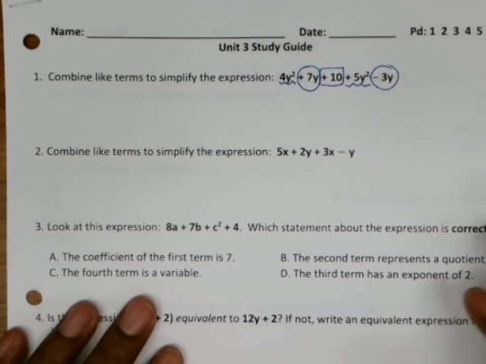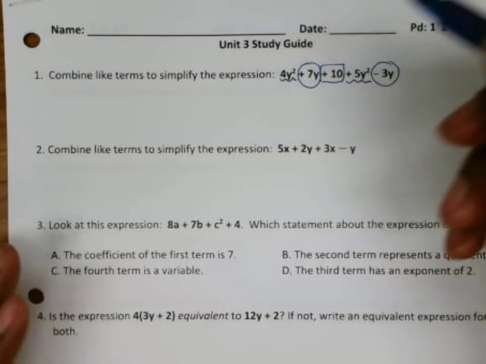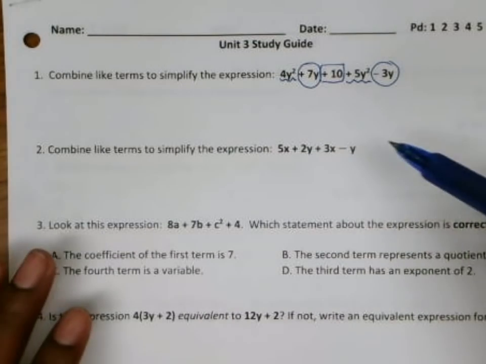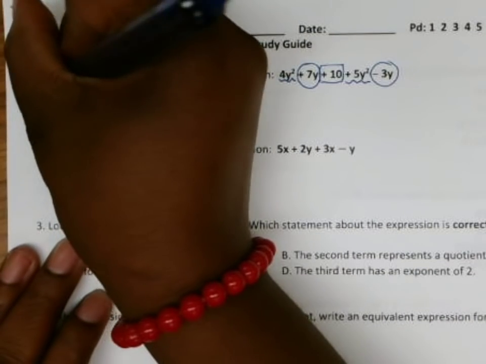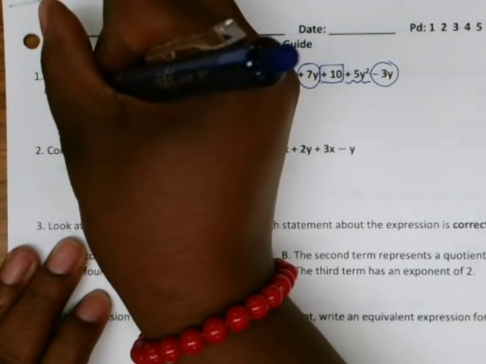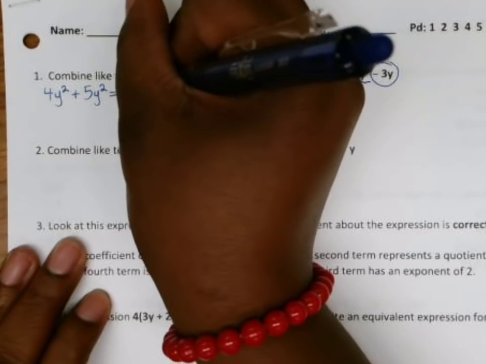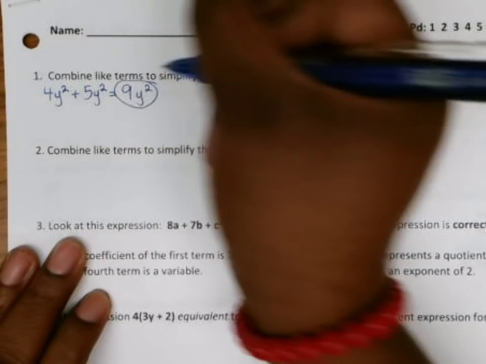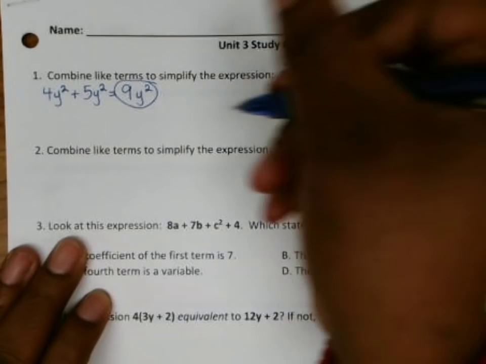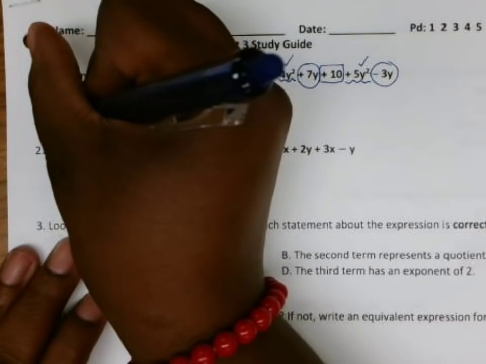Okay, so now that I have identified which ones are alike, I'm going to collect. Remember how we talked about gathering all the burgers together, all the fries together, all the drinks. This is what we're going to do. So I have 4y squared, and it tells me to add 5y squared. When I add those together, I get 9y squared. So that's going to go in my summary. Check that off.